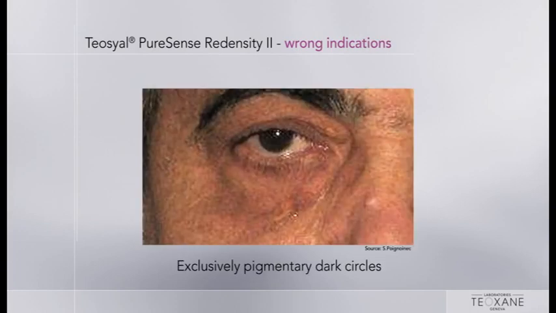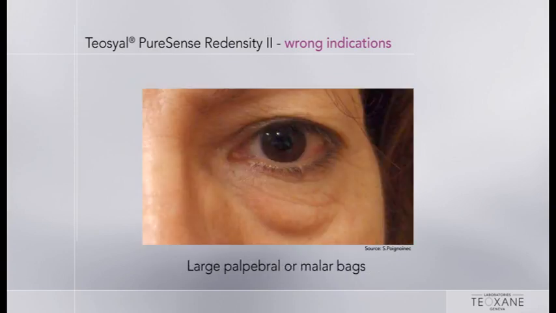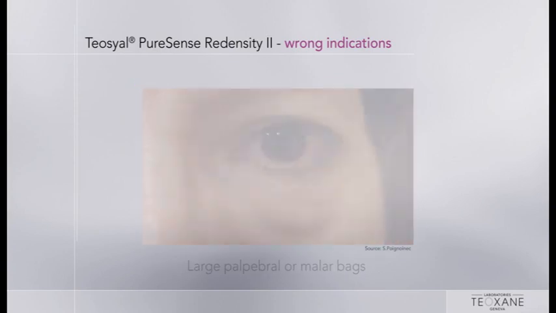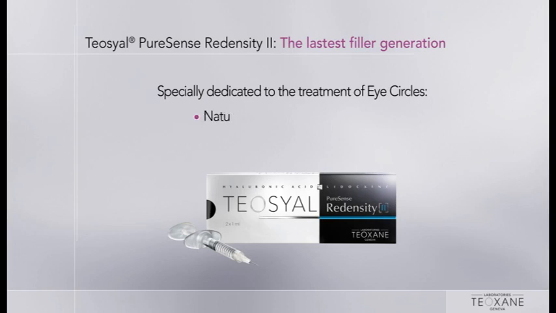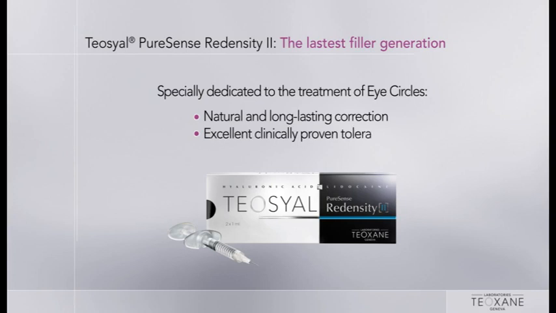The wrong indications of Redensity 2 are exclusively pigmentary dark circles and large palpebral bags. Redensity 2 is the latest generation of fillers designed by Teoxane Laboratories R&D department. Redensity 2 is a different hyaluronic acid-based injectable gel, specially dedicated to the treatment of R circles with a natural, long-lasting correction and an excellent clinically proven tolerance.